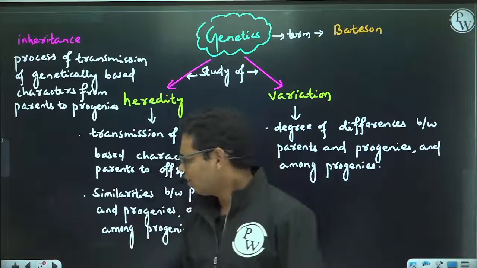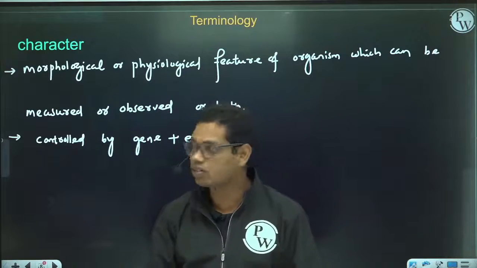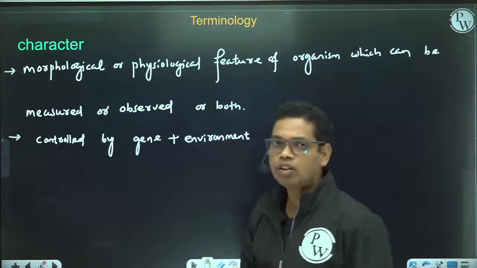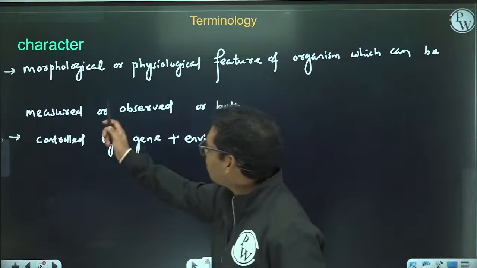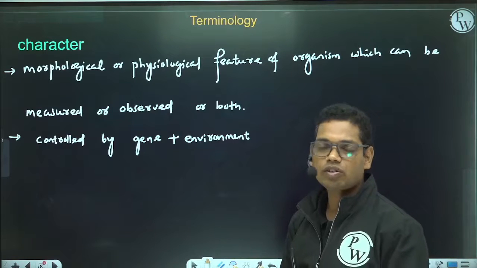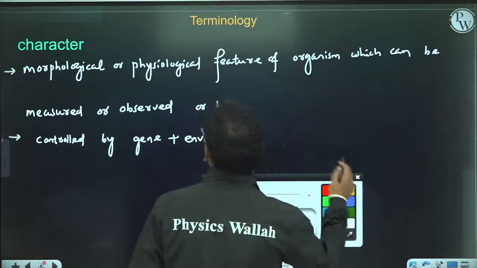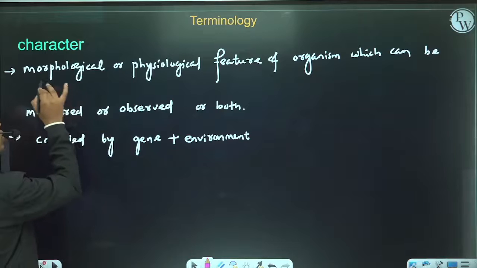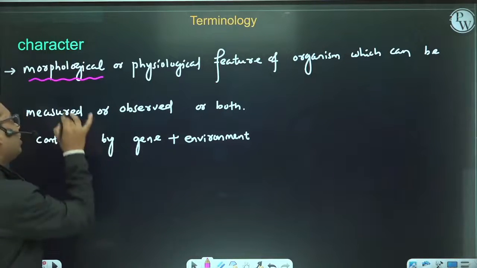Okay, so now let's talk about some of the important terms related to genetics. The first term we are going to consider here is character. Any morphological or physiological feature of an organism which can be measured or observed or both is called a character. When I say morphological feature, I can give you one example which will be an example of a character, and that is height.